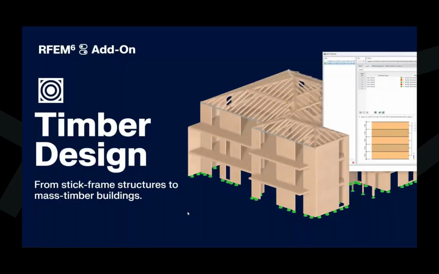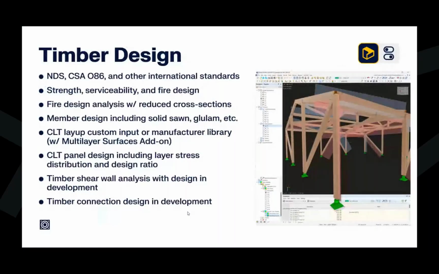So now we have timber design. So we're moving a little bit more into maybe the capabilities that are not available in all structural analysis programs. So we have the ability to design everything from stick frame structures clear up to multi-level mass timber structures. The NDS and CSA 086 are included, as well as any other standard that we offer, where we will carry out the full strength, serviceability, and fire design of both members and CLT surfaces.